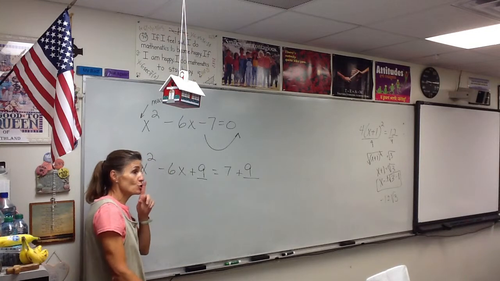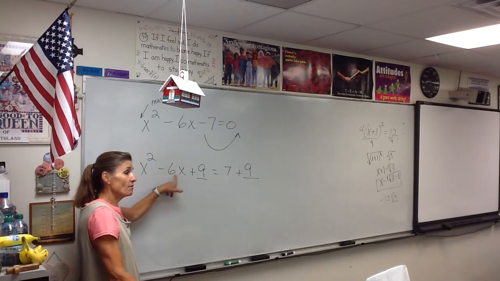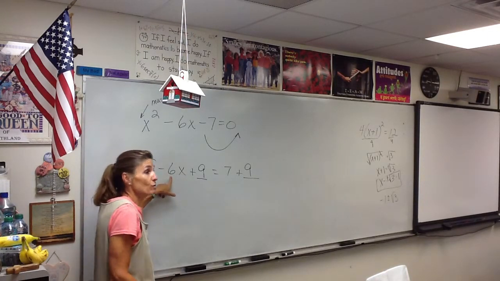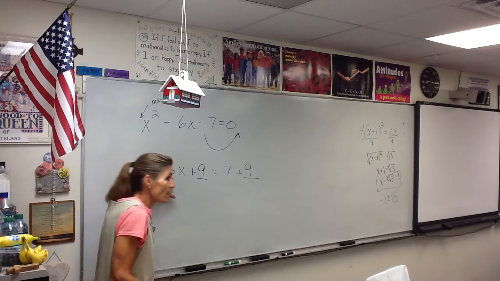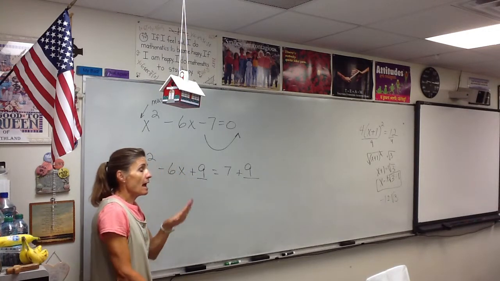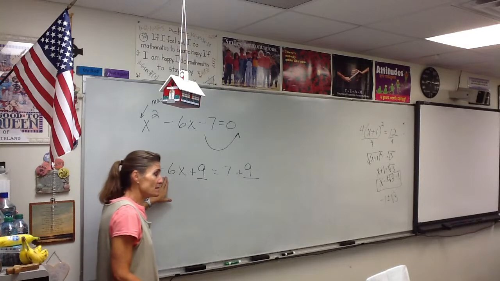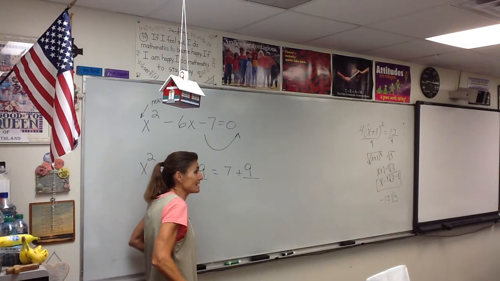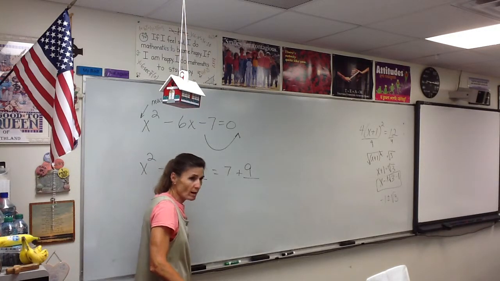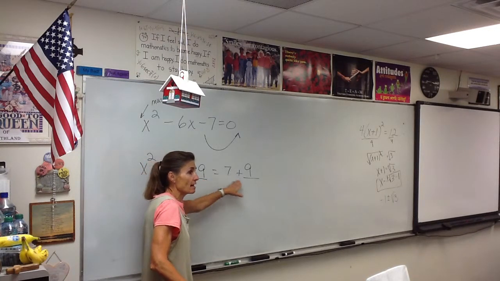Now let me say that again. You take half of the plain x term. So half of 6 is 3. And then you square it and get 9. And that's what you add. Now, I know that's a -6. So you might be saying, well, Mrs. Ford, why don't you take -3? Well, it doesn't really matter because I'm going to square it, right? Yes. And so it's always going to be a positive number that I add.